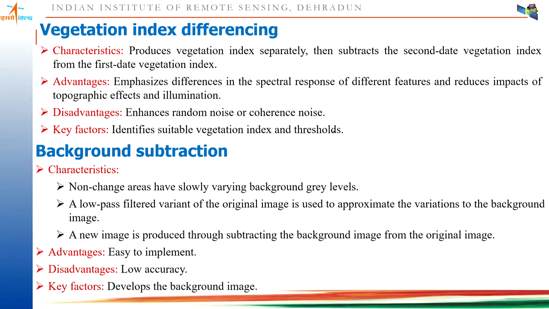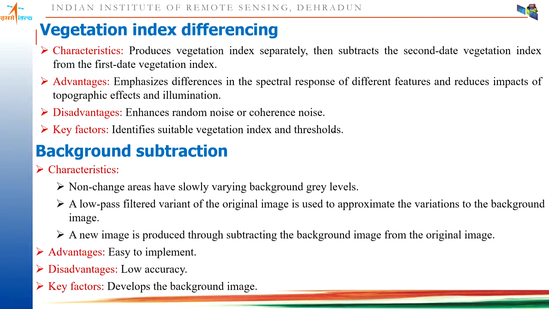Similarly, you can have vegetation index differencing, which is similar to band ratios. Here you are calculating NDVI, a vegetation index, separately for the first date image and the second date image. You can do the differencing between these images. It emphasizes differences in the spectral response of different features and reduces the impact of topographic effect and illumination. So this is generally suitable for vegetation indexes.